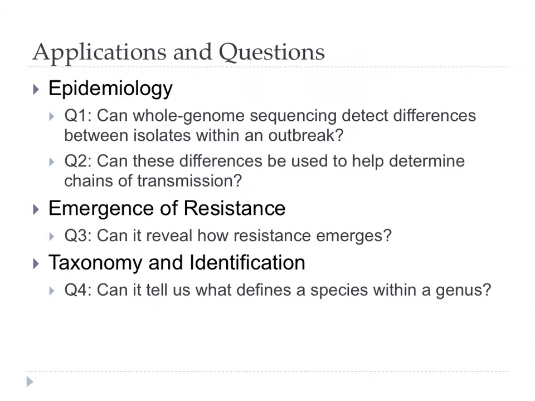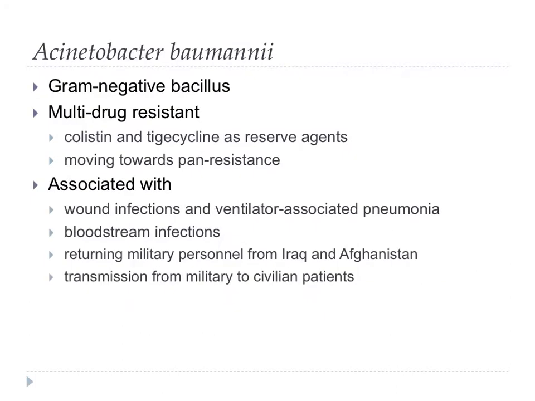But getting serious again, we've looked at a number of questions and seeing if we can address them in our pilot work that we've been doing, the kind of work we've been working up to more recently. So asking questions like, can we detect differences between isolates within an outbreak? Isolates that would otherwise be indistinguishable. Can we actually tell anything from those differences? Can we look at how resistance emerges? And a general question, what is a species within a genus in microbiology?